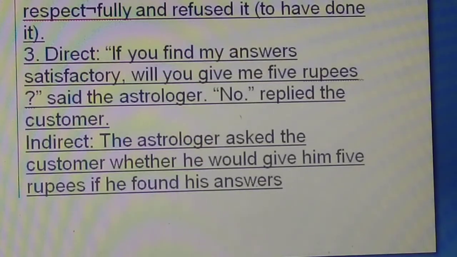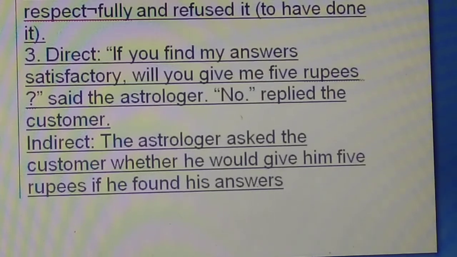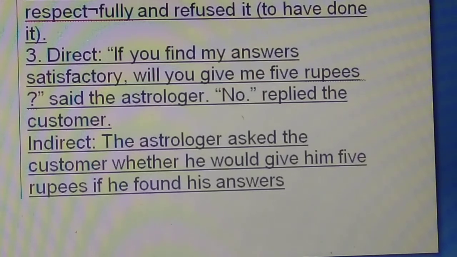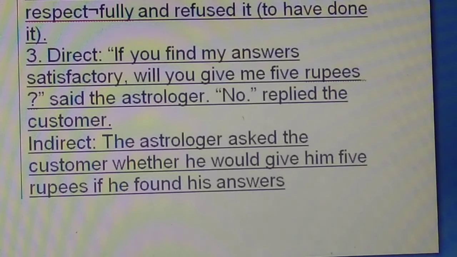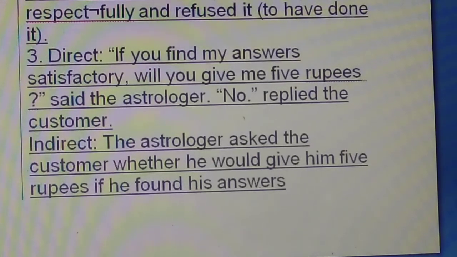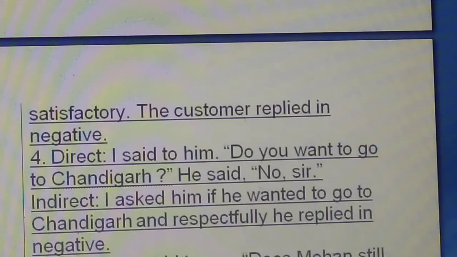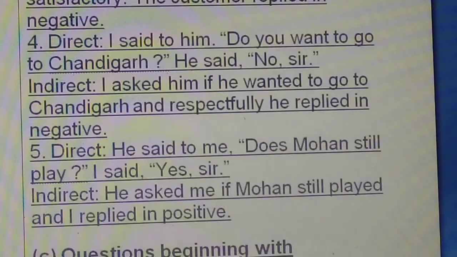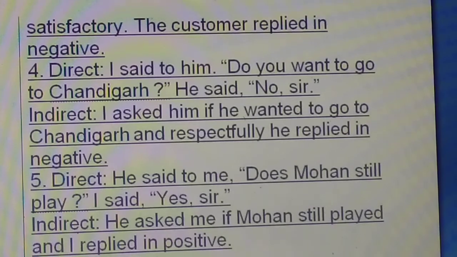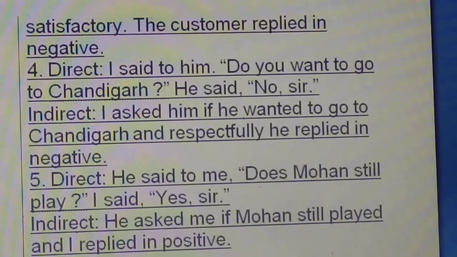"If you find my answers satisfactory, will you give me 5 rupees?" said the astrologer. "No," replied the customer. The astrologer asked the customer whether he would give him 5 rupees if he found his answers satisfactory. The customer replied in the negative because the reply was no.